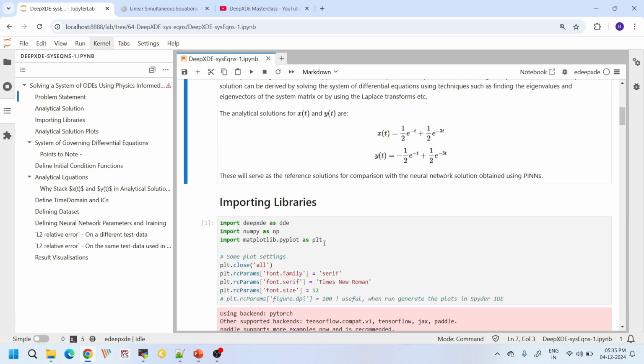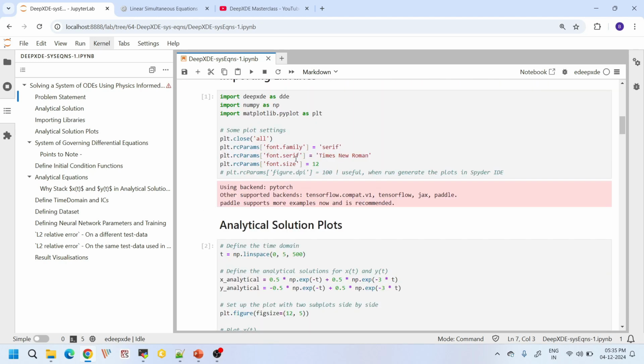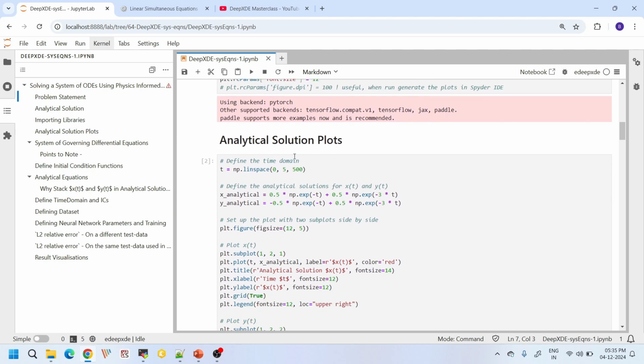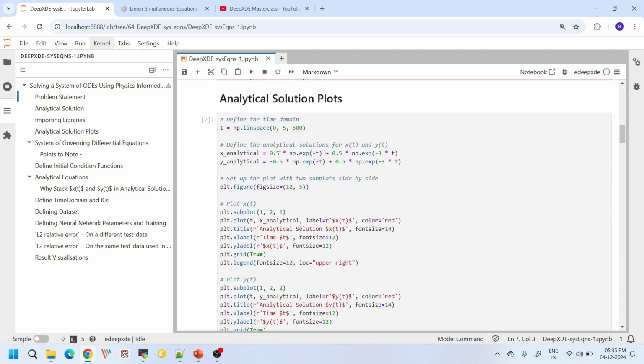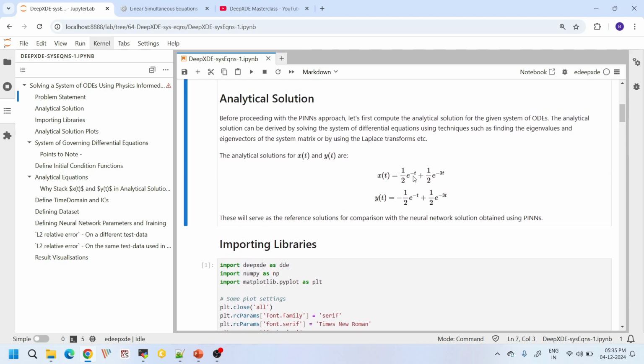Here I'm importing some libraries. DeepXDE, you know it, right? This is the main physics-informed neural network library, NumPy for performing some array and matrix operations, and matplotlib for plotting purposes. And here I'm doing some plot settings, followed by plotting the analytical solution. These are the two analytical solutions.